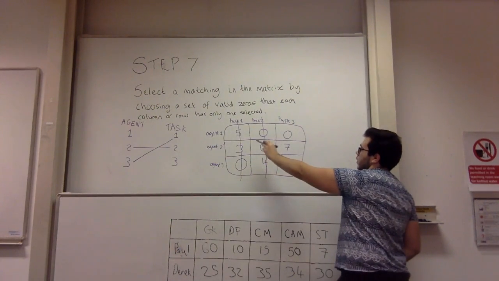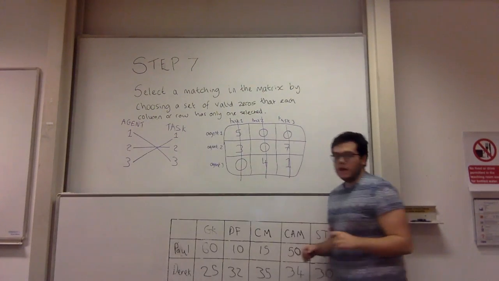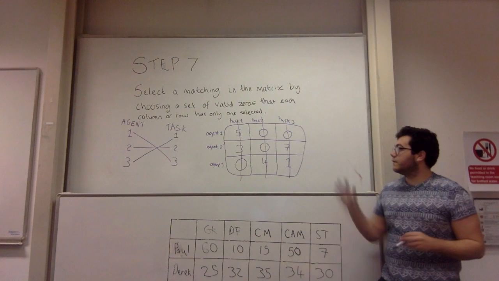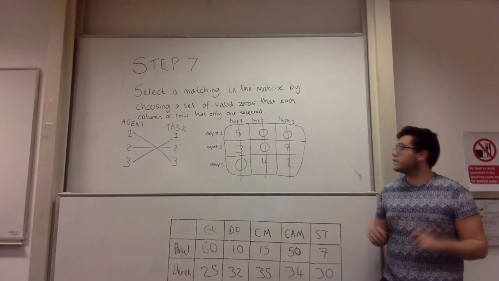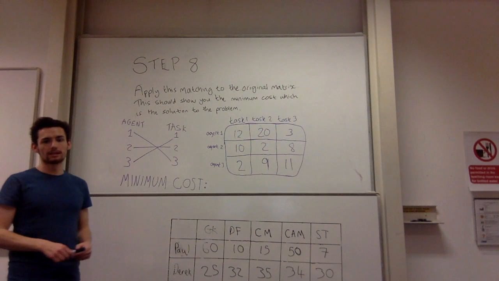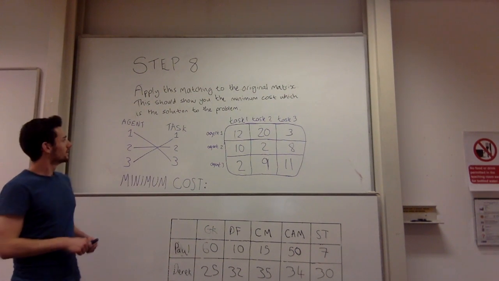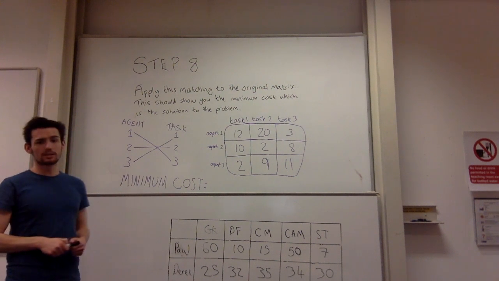And this means that agent 1 can only take on task 3. As in our previous example, it's possible to have different variations that will lead to the same minimum cost, but we'll show you that in the example later. In step 8, our final step, we'll apply the matching that we've just come up with to our original matrix. This should show you the minimum cost, which is the solution to the assignment problem.